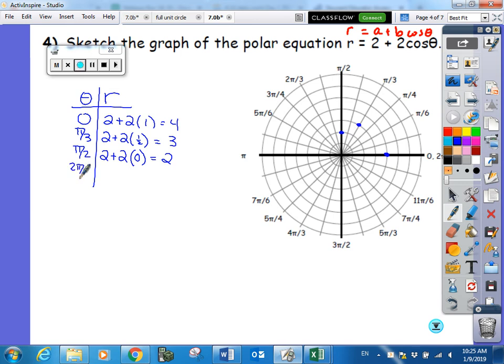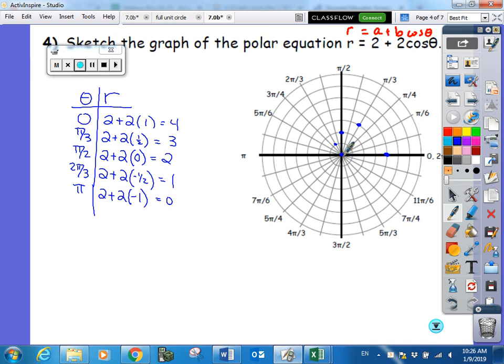So we like 2 pi over 3. Again, we like 2 pi over 3 because we know cosine of 2 pi over 3 is a rational number. Now 2 pi over 3, we're dealing with cosine, so that's negative 1/2. So 2 minus 1, we get 1. So 1, 2 pi over 3. And then 3 pi over 4 and 5 pi over 6, those gave us irrational numbers, so I'm not going to pick those. So I'm going to go ahead and pick pi. 2 plus 2 times negative 1 gives me 0. So 0, pi, I'm right here.